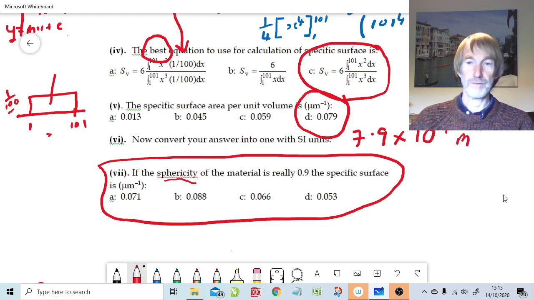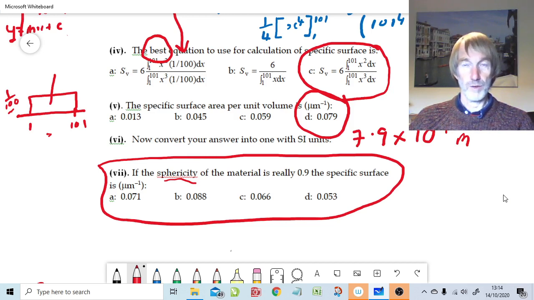Fine particles have very large surface areas per unit volume, and remember, the easy way of remembering this is if we were converting that from microns to meters, we'd be dividing by 10 to the 6, but we multiply by 10 to the 6 because we're talking about microns to the -1. Okay, so that is our SI unit of meters to the -1, the specific surface area per unit volume of this material. The final trick here, or the final test here, is the sphericity.